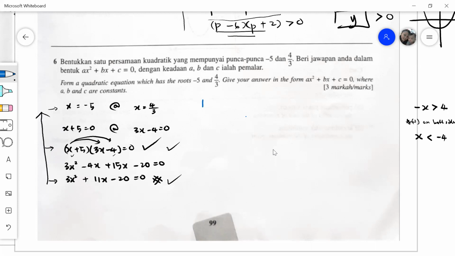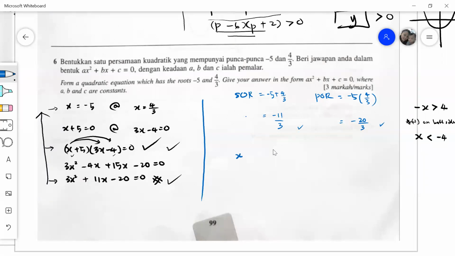Okay, now over here, let's say we use the SOPOR method. SOPOR method is sum of roots and product of roots. Hasil tambah, hasil darab. So the sum of roots, you just take -5 plus 4/3. You use the calculator. What do you get? -11/3. Then the product of roots, -5 times 4/3, we will have -20/3. 1 mark here, 1 mark here.